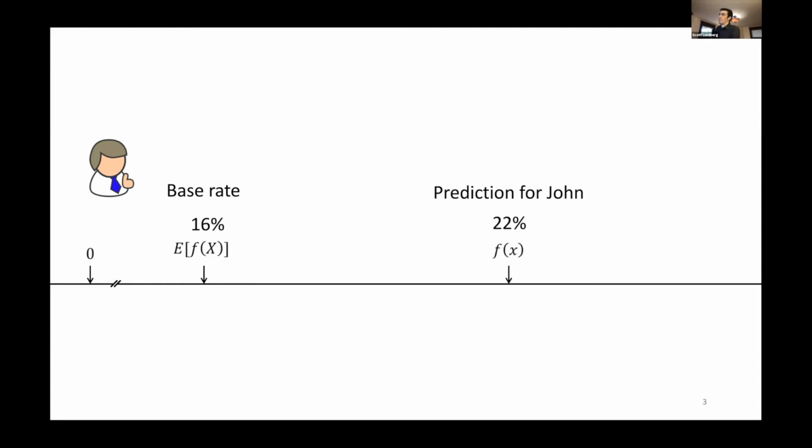However, that's not what the model output, right? The output of the model was 22%. So what's the reason for this difference, this discrepancy between 16 and 22%? Well, how did we get from when we knew nothing about John to when we know everything about John? Well, that's the informational impact of observing these features. And that's what we want to explain. Right? We want to explain what's so special about John. That's what we really mean when we want a local explanation.